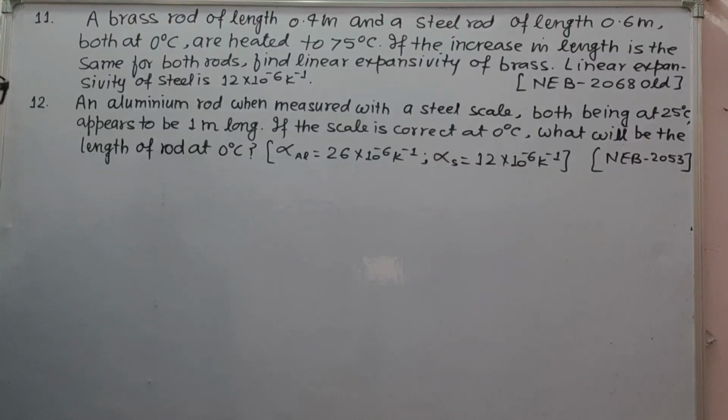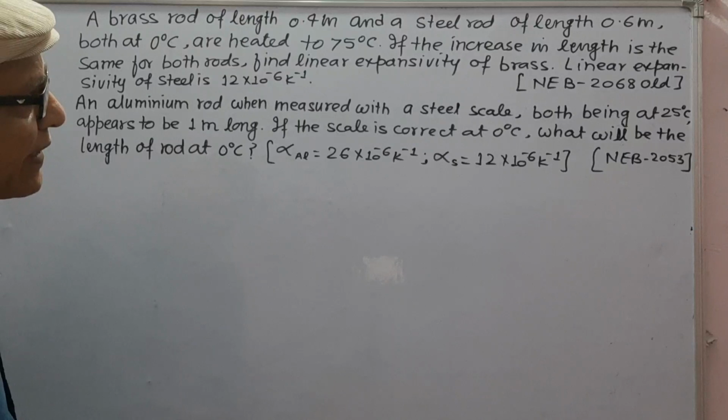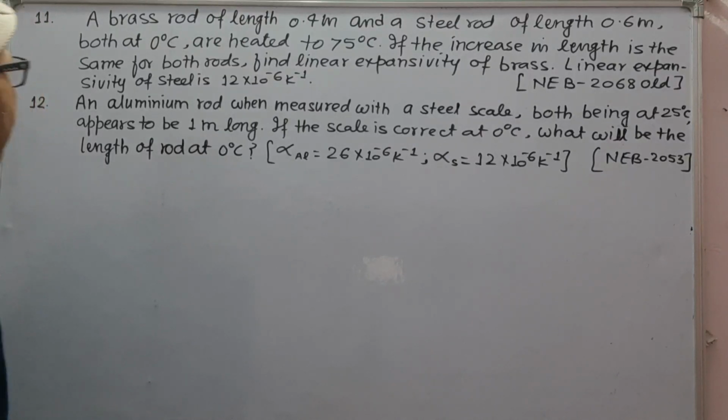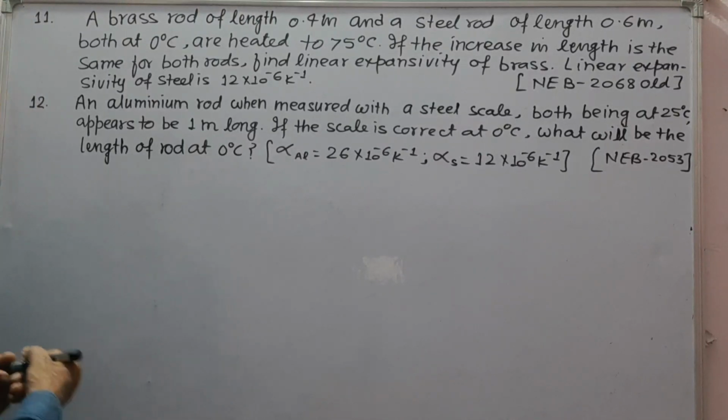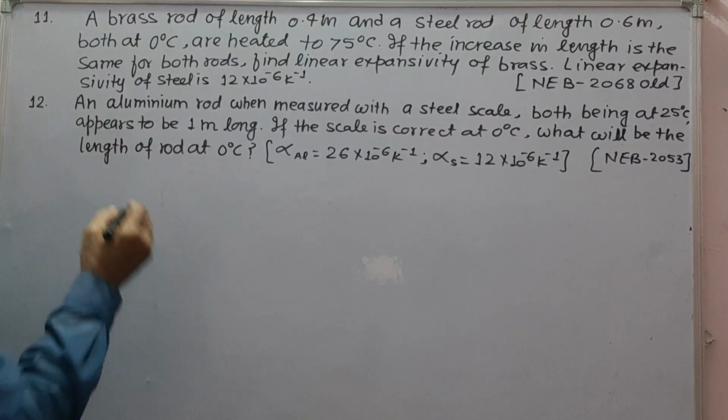Next, question number 11. Question is, a brass rod of length 0.5 meter and a steel rod of length 0.6 meter, both at 0 degree Celsius, are heated to 75 degree Celsius. If the increase in length is same for both rods, find linear expansivity of brass. Linear expansivity of steel is given to be 12 into 10 to minus 6 per Kelvin.